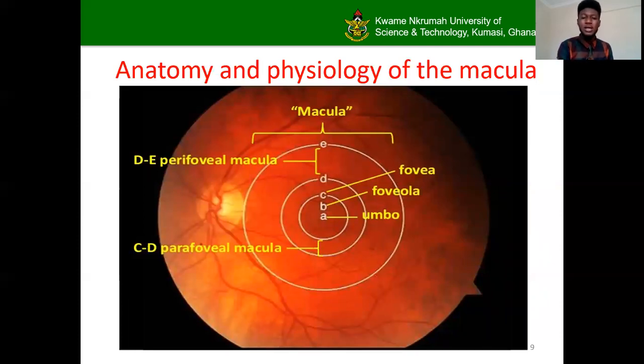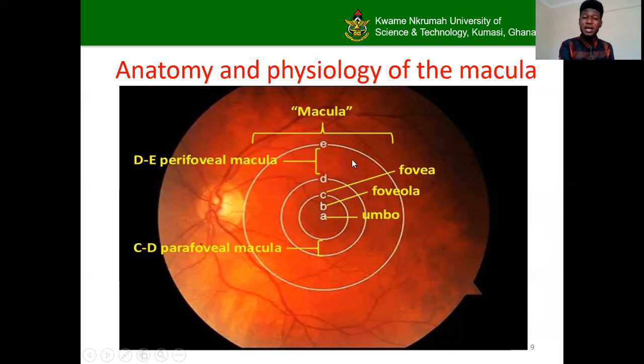Now, with the macula, we realize that it's at the central region of the retina. So this is our macula, right? Within the macula, we have the fovea. In the fovea, we have the foveola, and within the foveola, we have the umbo. And within this fovea, we have the cones for color vision. Therefore, if this whole macula deteriorates, it means that I'm going to lose my central color vision as well.